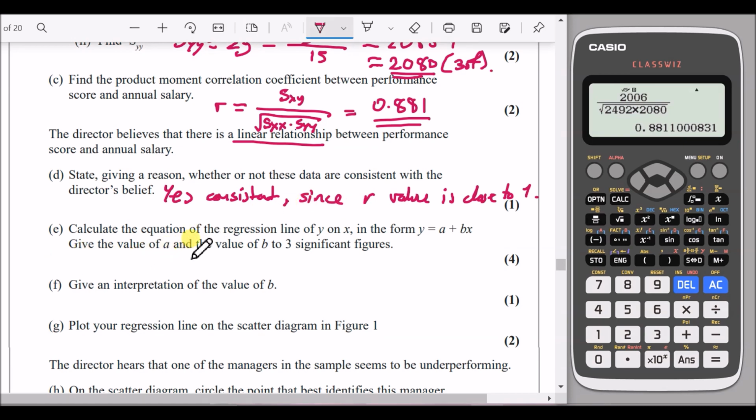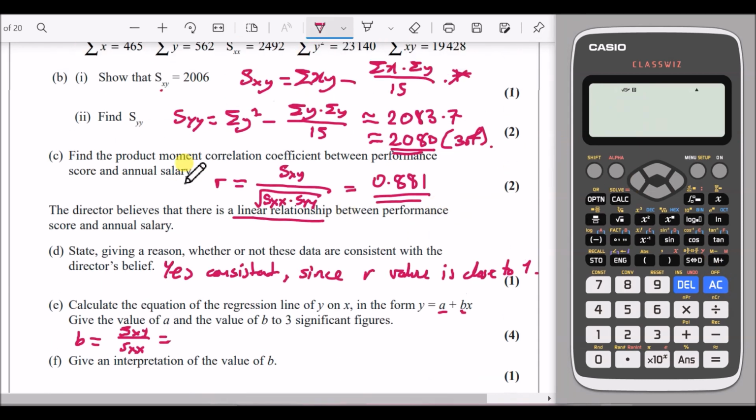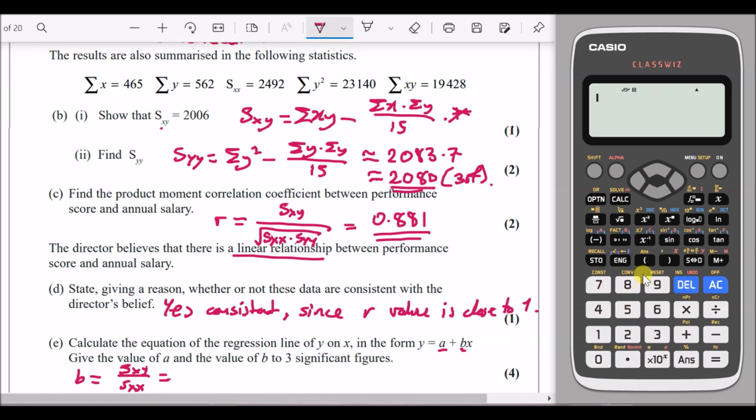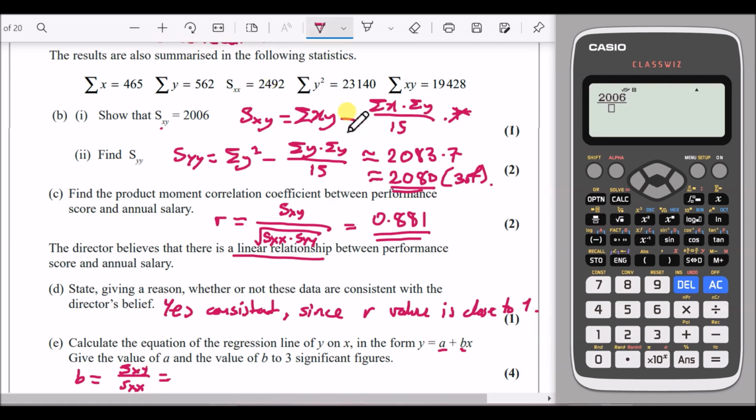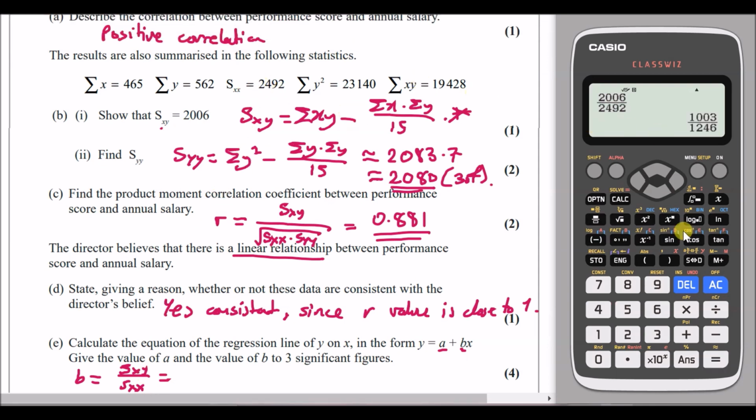E. Calculate the equation of the regression line of y on x in the form y equals a plus bx. Give your value of a and the value of b to 3 significant figures. Okay, to calculate the value b is just one simple formula, yeah? So you always do b first. You always do the gradient first before the intercept. So for b, it's just SXY over SXX. Always that, yeah? We have both these values. SXY was 2006. So 2006 over SXX 2492. That's your value here.